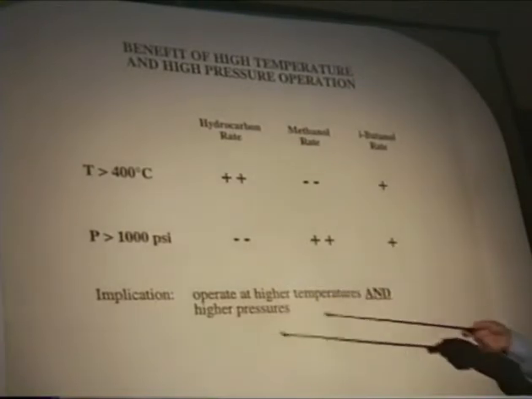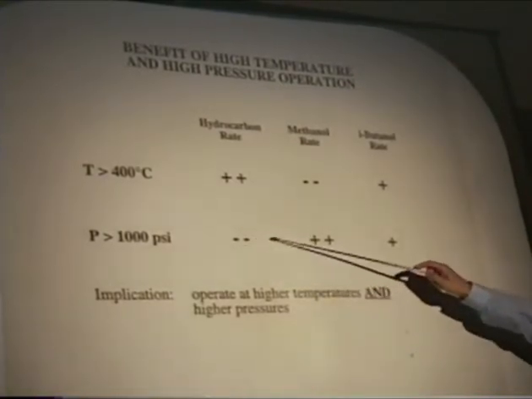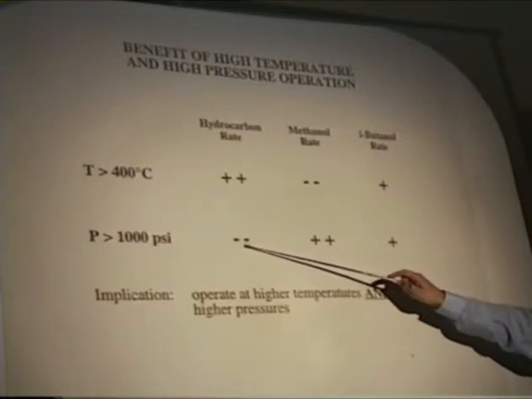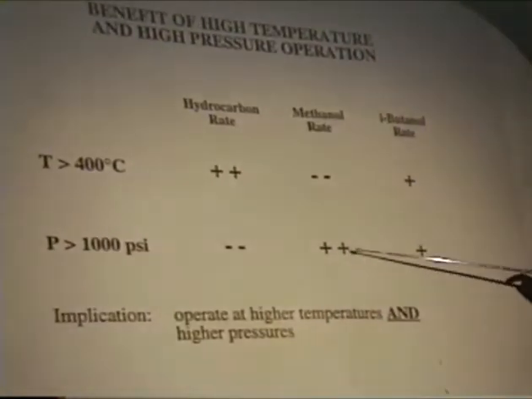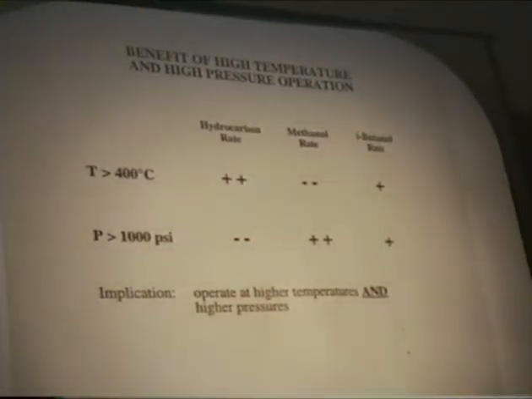As we go up in pressure, the hydrocarbon rate actually does go down under certain conditions. The methanol rate, however, goes up. The isobutanol rate increases modestly. So if we do a very simple, you might even say simplistic, look at this and just sum the two lines, if we go to higher temperature and higher pressure, we should go to a higher isobutanol rate, and hopefully these two effects will cancel one another out, and we won't have to worry about hydrocarbon formation and methanol synthesis. And it actually works.